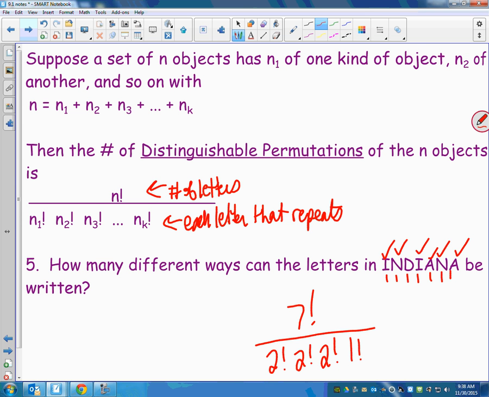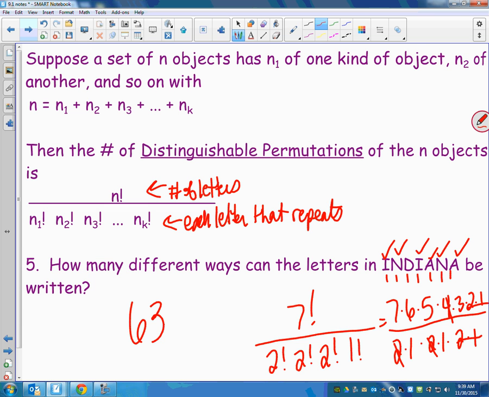For me, I like to cross things out. Cross this out, and then 2 times 2 is 4. So that crosses out, and then I go to my calculator. 630? Did you get 630? So there's 630 distinguishable ways that you could rearrange the letters.